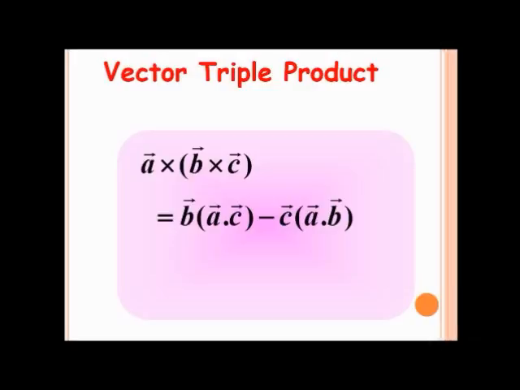For vector triple product we find A cross B cross C. It can otherwise be written as B into A dot C minus C into A dot B.